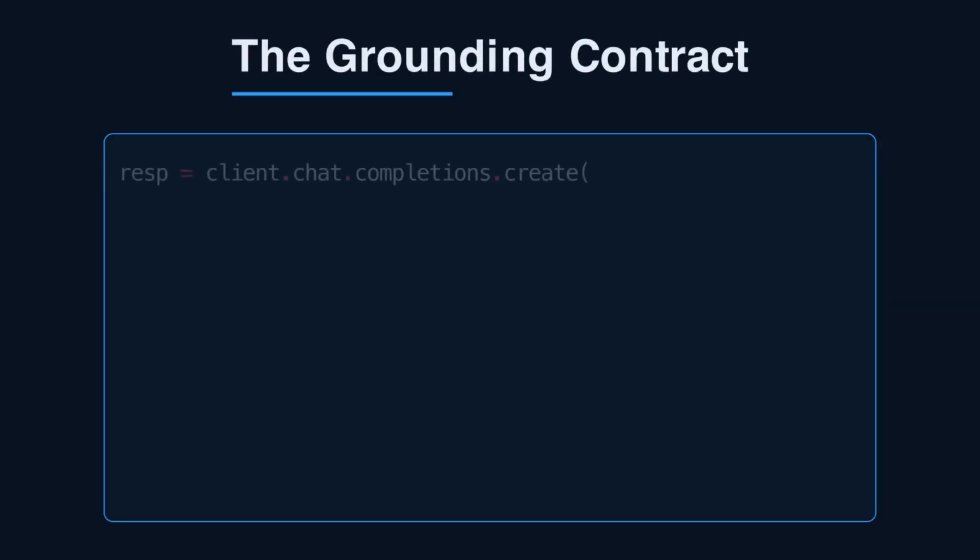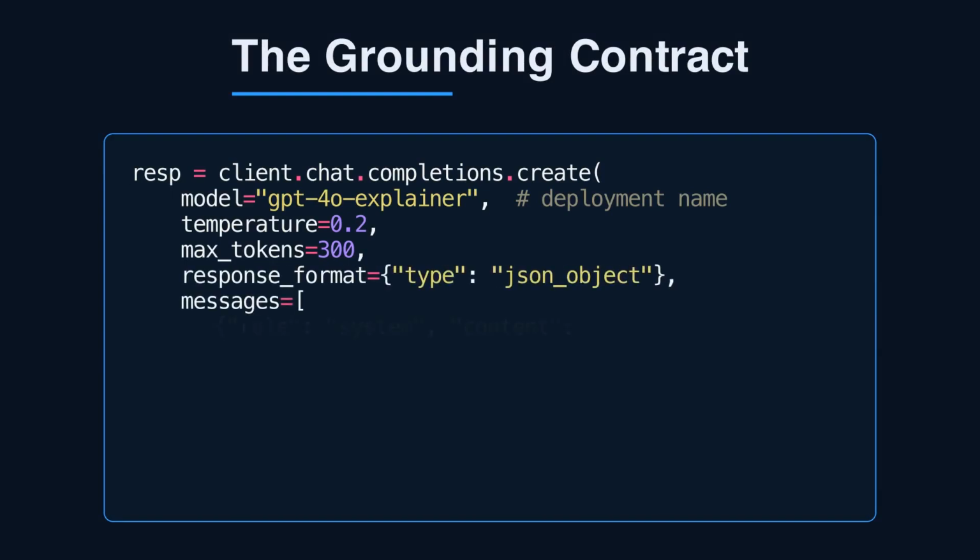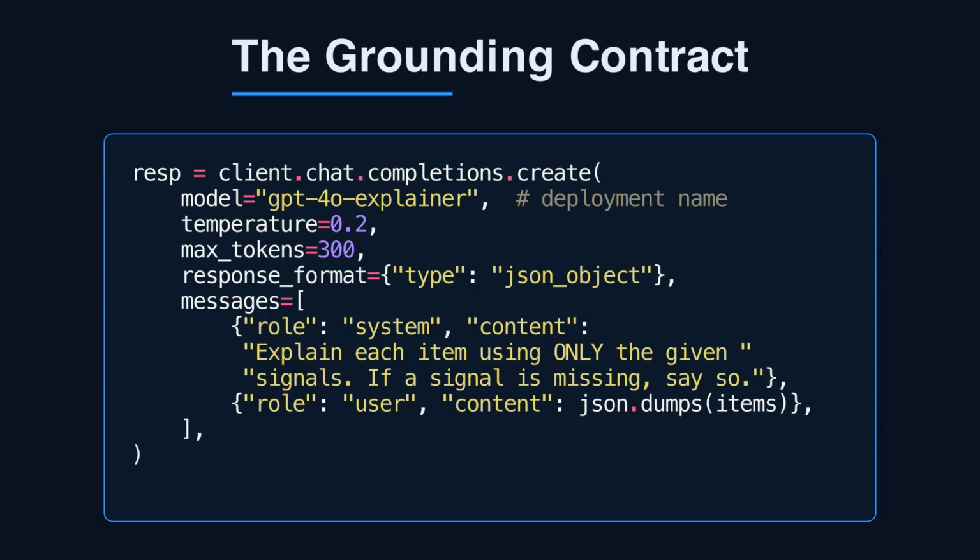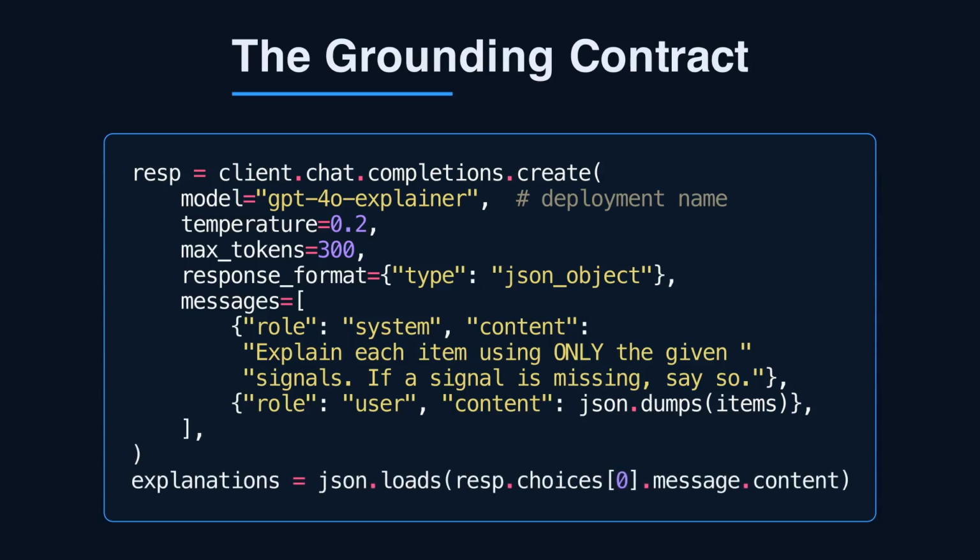The grounding happens in the prompt. You pass the model a structured payload of the recommended items and their signals, and you force structured output so the result is parsable and bounded. Use the latest API version with structured outputs or a JSON schema response format. Notice the system prompt instruction: explain only using the provided signals, and if a signal is missing, say so rather than guessing. That one sentence is your strongest defense against fabricated reasons. The deployment name here is your Azure model deployment, not the base model name. Keep that distinction straight or every call fails.